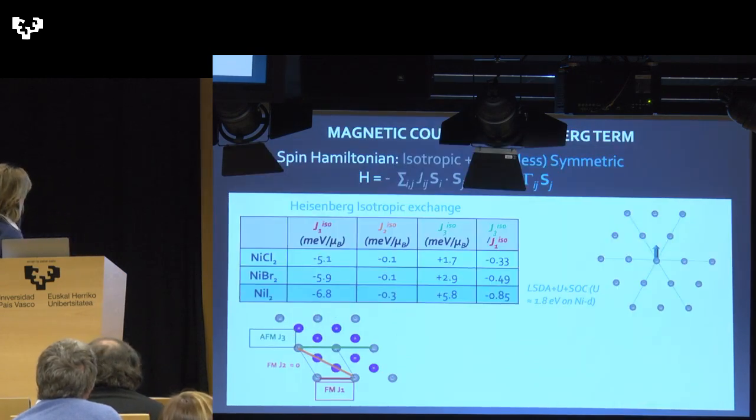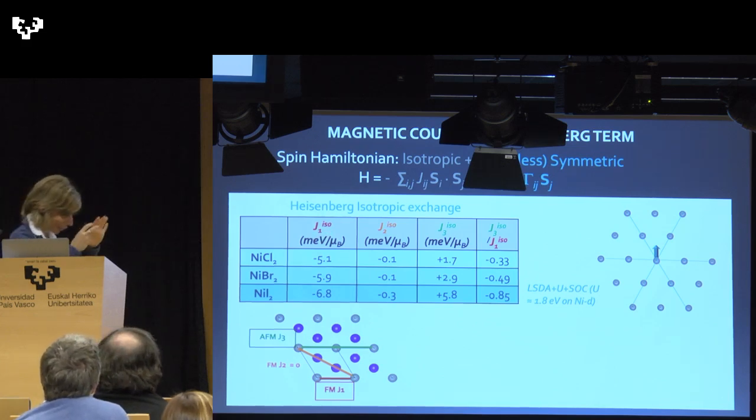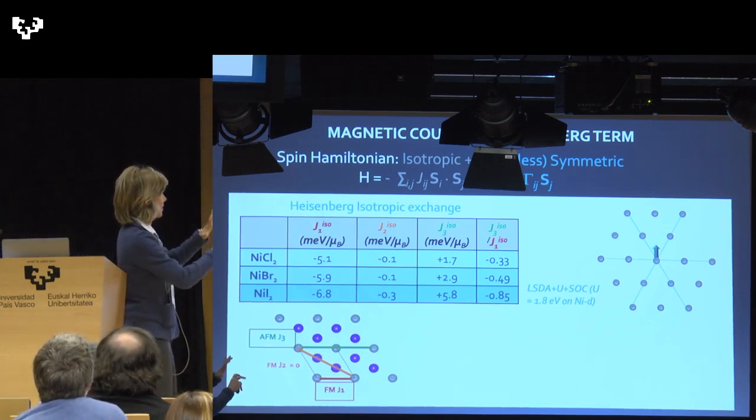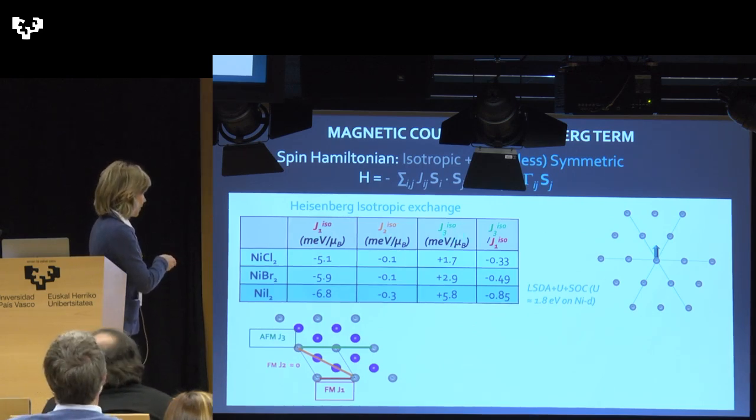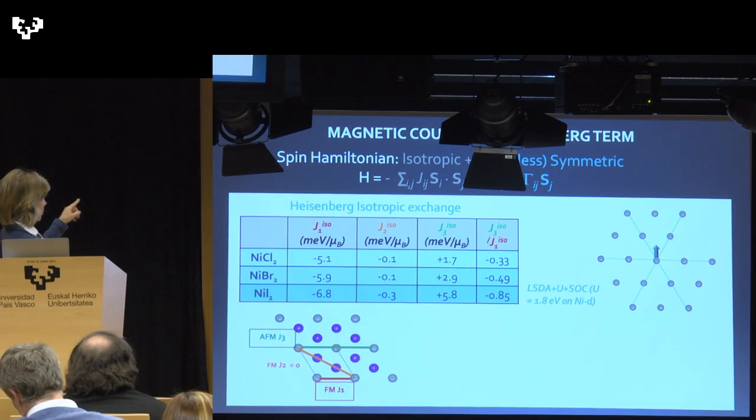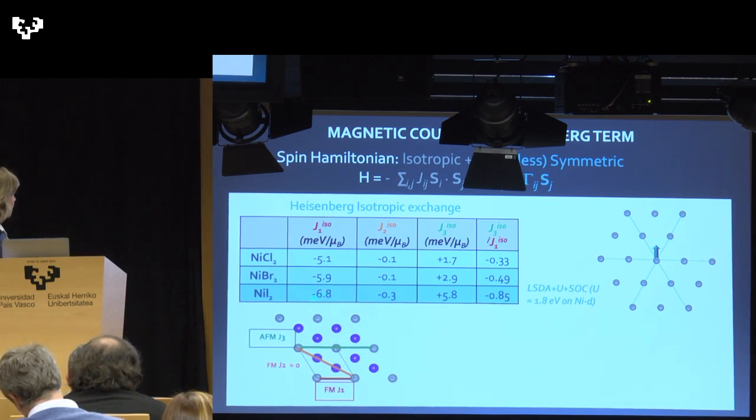So what we have actually is this. Okay, here I have J1. Let's say I take first an approximation in which my matrix is isotropic, and then J2, and then J3. So the first thing you notice here is that, let's look, let's say, at nickel iodide.